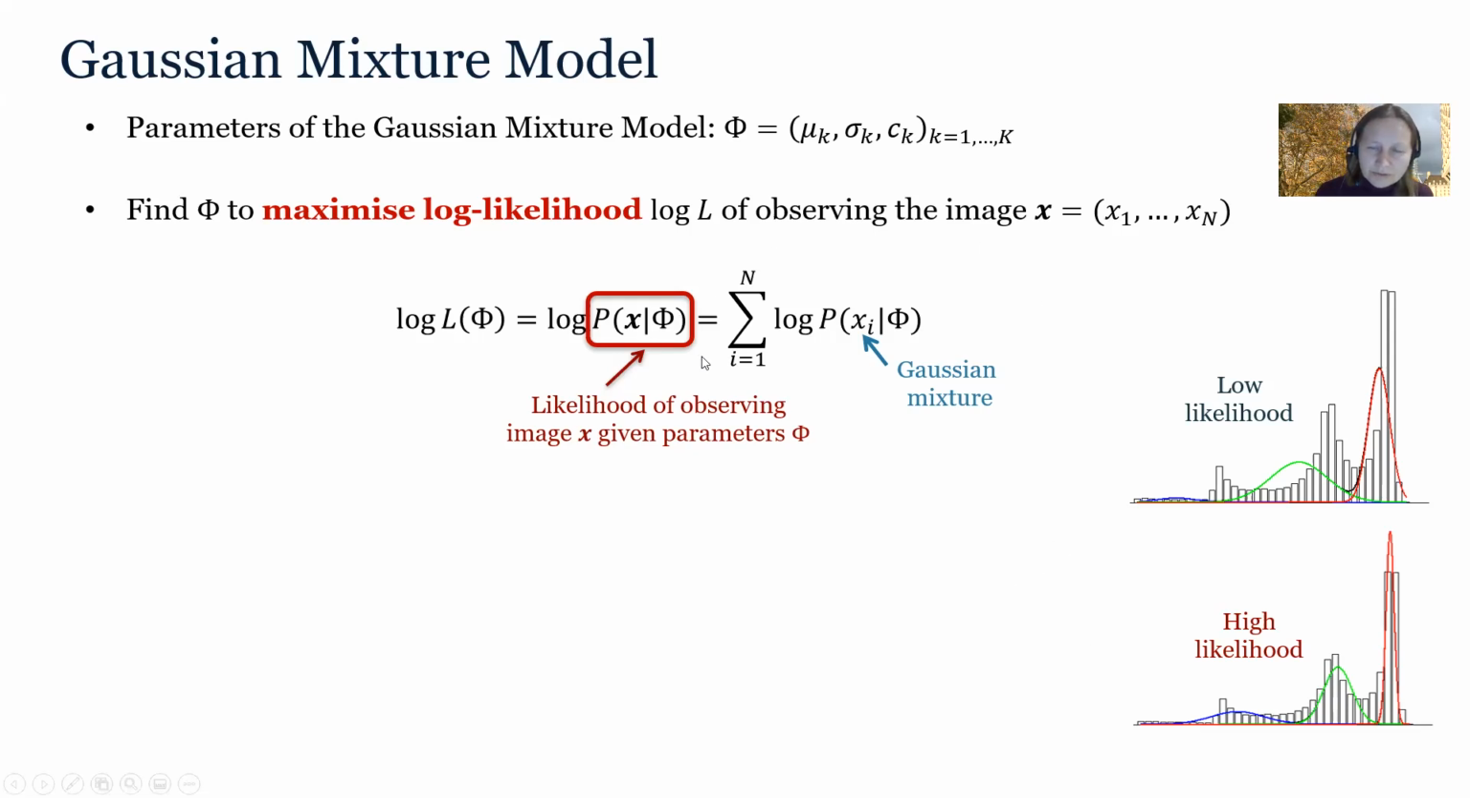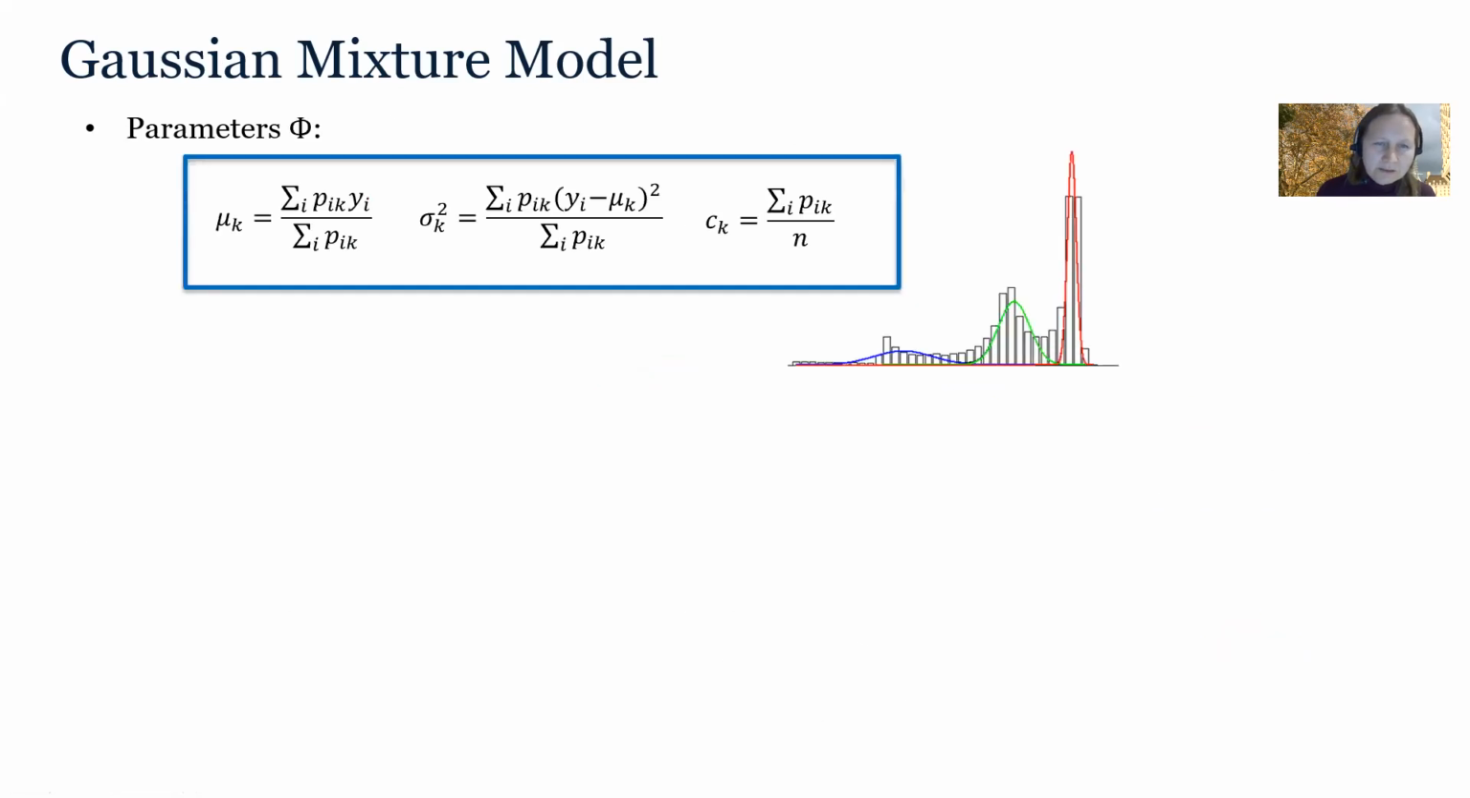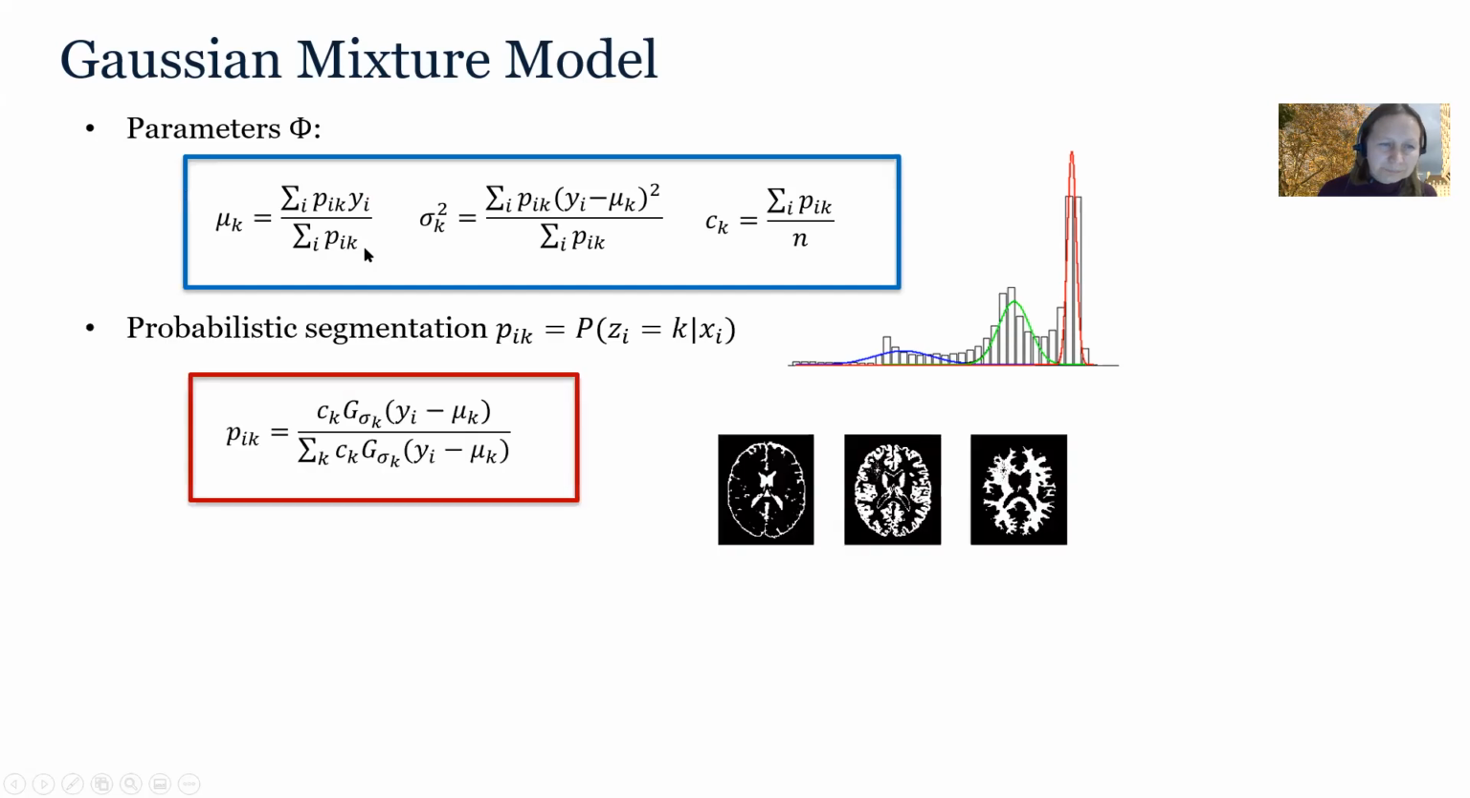Okay, so now we have our objective to maximize. To maximize that, we now have to set the first derivatives with respect to the Gaussian mixture parameters to 0. And if we do that, then we'll get this type of equation. So first we have the equations for the Gaussian mixture parameters, but there is something, PIK, that suddenly appeared here.